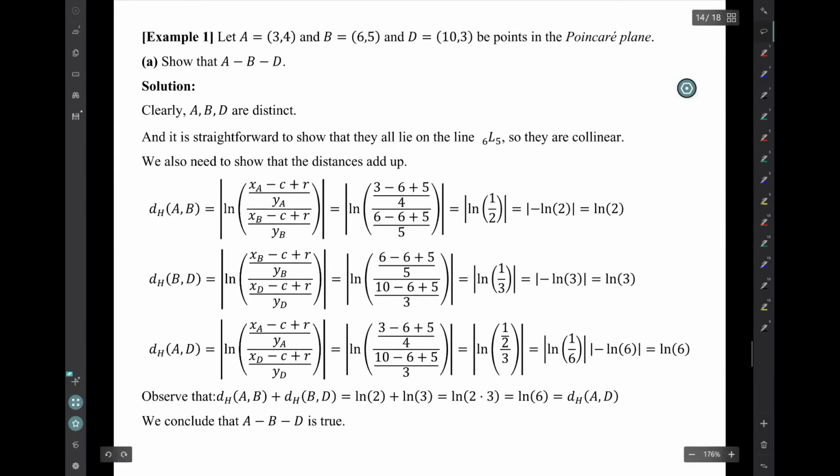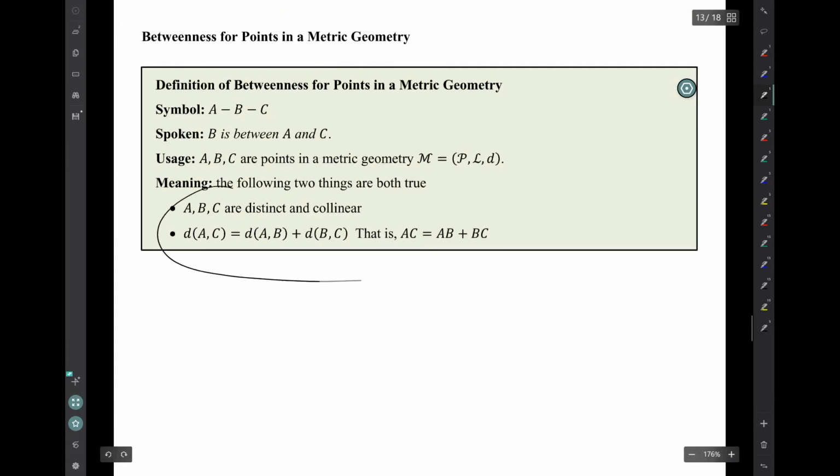So for example, let A, B, and D be these points in the Poincare plane. Our goal is to show this, A-B-D. That is, to show that B is between A and D. Well, let's go back up and look at the definition. We have to show that this stuff is satisfied. We have to show that those are distinct points. We have to show that they're collinear. And we have to show that this equation is true.